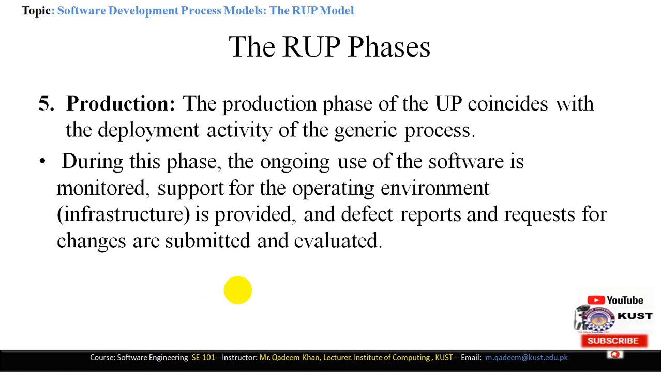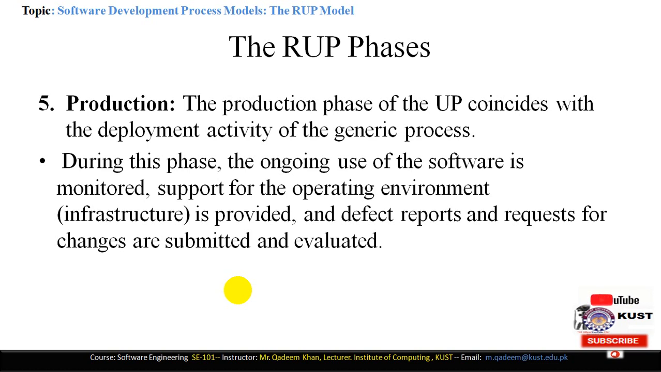Last phase of the rational unified process model is called production phase. In the production phase of the rational unified process model, it coincides with the development activities of the generic process. So basically in this phase, the ongoing use of the software is monitored. That means if, for example, there is a certain problem occurring, then we will resolve all these problems. That means the customer usage of the product is monitored.